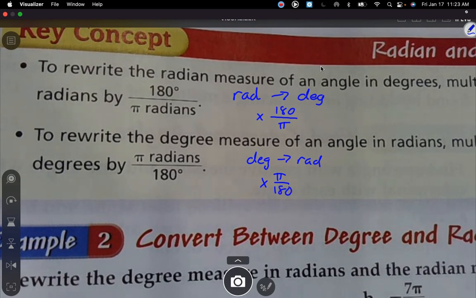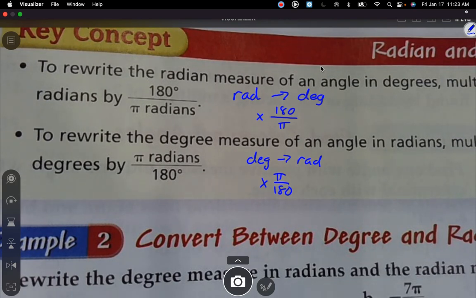What you're doing is, you have to see, what are you changing it to? If I want degrees, I multiply by 180 over pi. If I want radians, I multiply by pi over 180. You put in the numerator what you're wanting. If I want degrees, I'm putting 180 degrees in my numerator. If I want radians, I'm putting pi in my numerator.